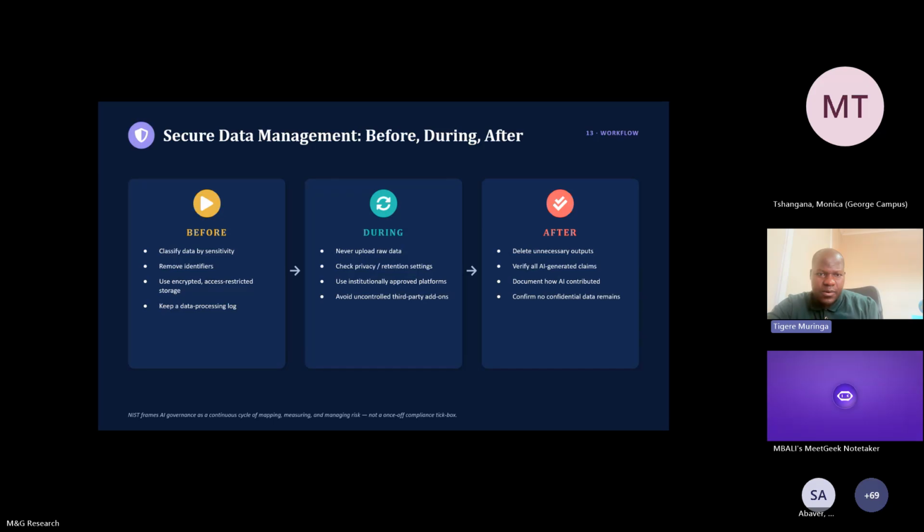During AI use, right, you should avoid uploading raw data. You need to check privacy settings. You need to use institutionally approved platforms and avoid uncontrolled third-party add-ons. And after you've done your work, delete unnecessary outputs, verify all AI-generated claims, document how AI contributed in your data analysis, and ensure that no confidential information appears in the final outputs.